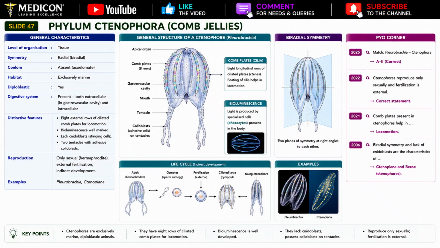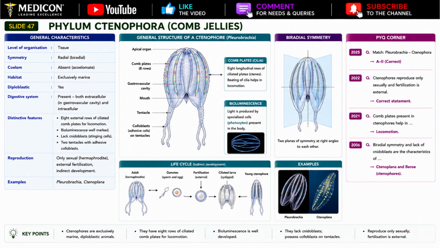Two planes of symmetry at right angles to each other. The life cycle is: adult hermaphrodite, gametes, sperm and egg. Fertilization is external, and the ciliated larva is the Cydippid larva, and the young is called a ctenophore. The examples are Pleurobrachia and Ctenoplana.